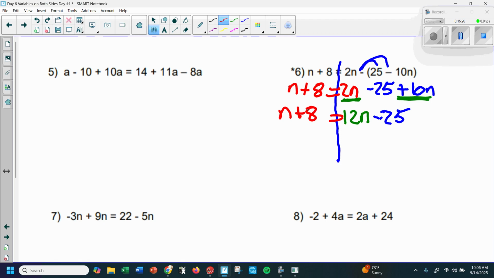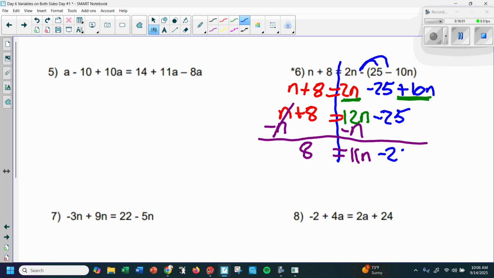Now that there's nothing else I can do on the left, there's nothing else I can do on the right, now it's time to start moving the n's to one side. Start with the n's. Which is smaller, 1n or 12n's? The answer is 1n. So if you're adding n, let's subtract n to this side. When you do that, goodbye n, good. 8 equals, if I have 12 nuggets and I eat a nugget, now I only have 11 nuggets. And then again, I have not touched the minus 25, so let's reuse it.